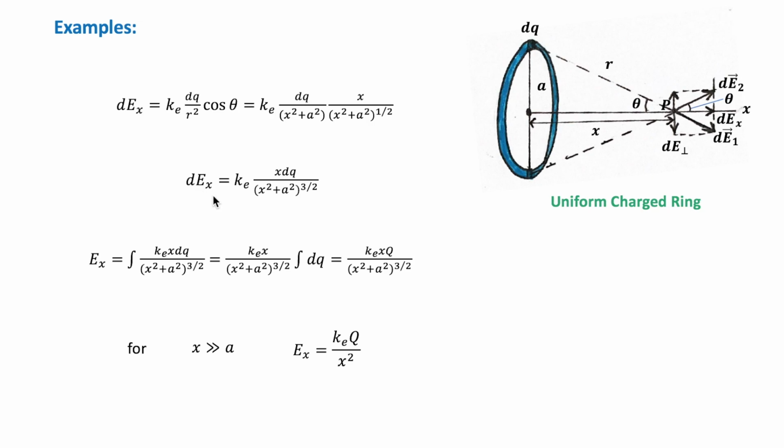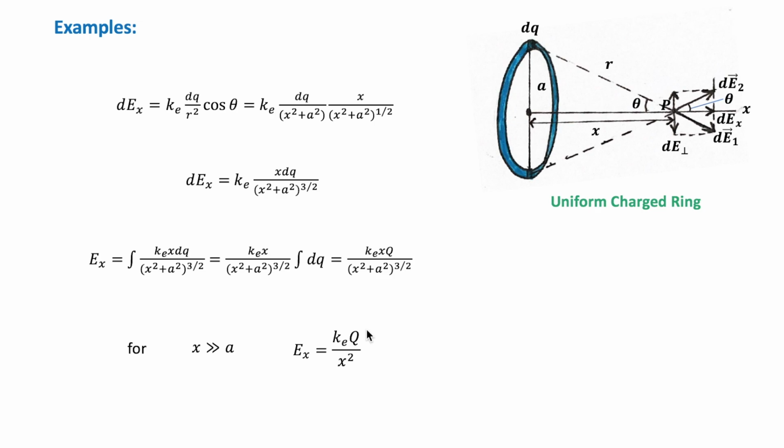And this gives us this expression for dx, and if we integrate here, because all segments are at equidistance from the point P, they contribute equally to the field, and we can take this out of the integration, and we integrate dq, which is equal to q, and we get this expression for the total electric field at a point P along the x-axis that passes through the center of the ring.